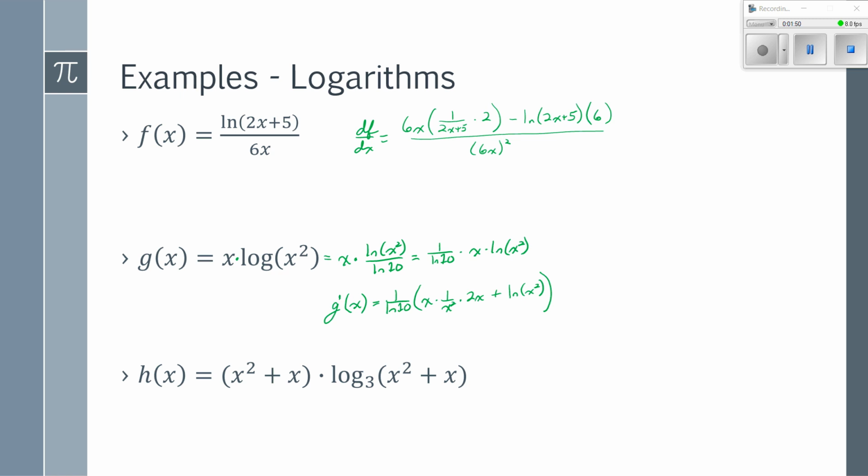I've got a similar issue happening in h of x here. So I've got x squared plus x times 1 over the natural log of 3 times the natural log of x squared plus x. I'm going to pull that 1 over natural log of 3 out into the very front just to make my life a little bit easier.